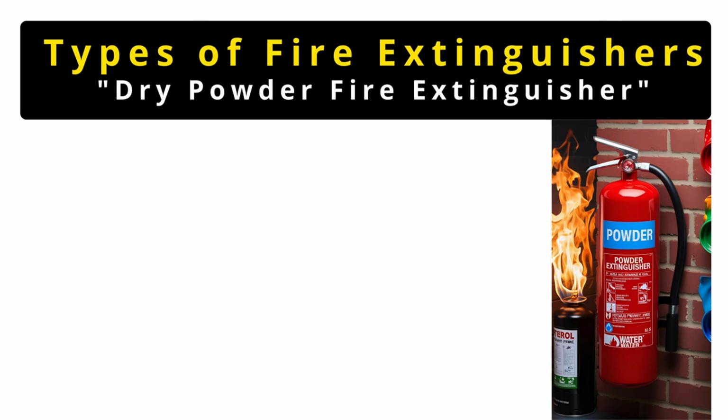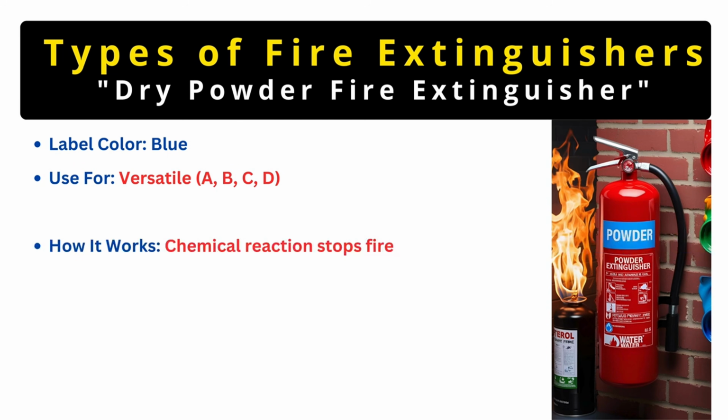If you need a one size fits most extinguisher, the dry powder type, marked with a blue label, is your best bet. This is the most versatile extinguisher because it works on Class A, B, C, and even metal fires, Class D. It uses a chemical powder that interrupts the fire's chemical reaction, making it super effective. Imagine a workshop with different fire risks. This extinguisher could handle almost all of them.